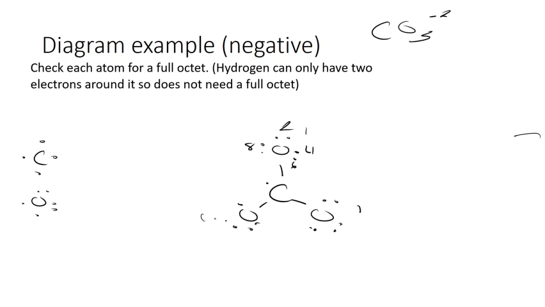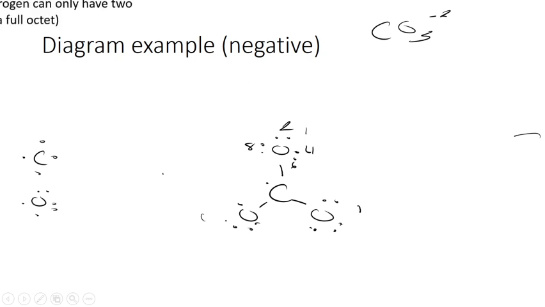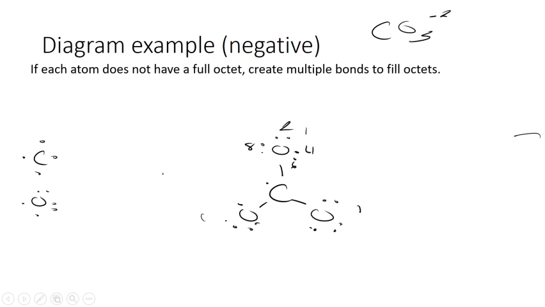This oxygen, 1 bond plus these other 5, right? 7, not good. So now, right, we're going to draw some multiple bonds. So just like we did before, we're going to take electrons from either side here. We're going to draw a bond.